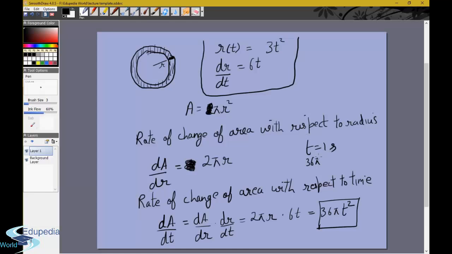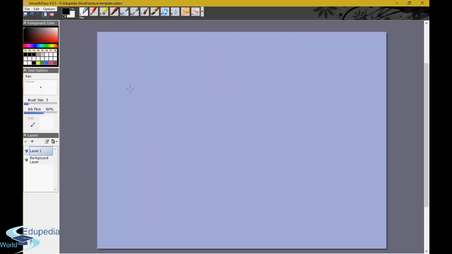So the rate of change of area you can calculate as the rate of change of area with respect to the radius, because you already know the formula for A as a function of r, multiplied by the rate of change of radius. Let's just look at another example.